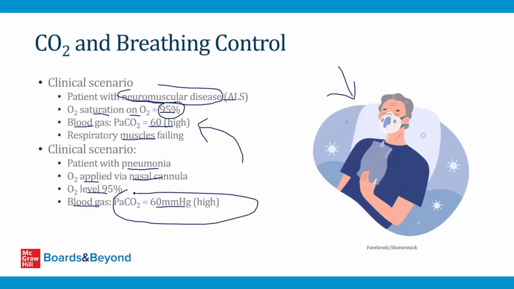They would have low oxygen also, but you're giving them oxygen, so you don't notice the hypoventilation causing hypoxemia. It's only identified by measuring the PaCO2. So once again, these are just two classic scenarios of how the CO2 level identifies hypoventilation, indicating a problem breathing for the patient.